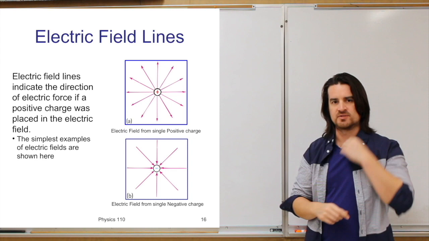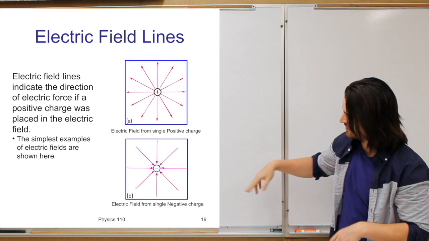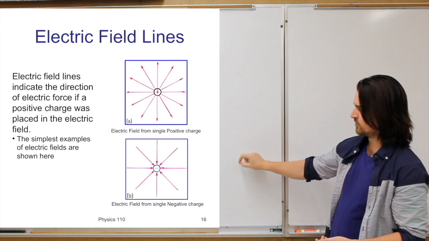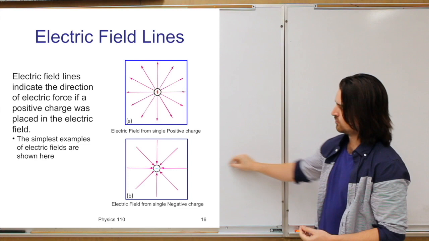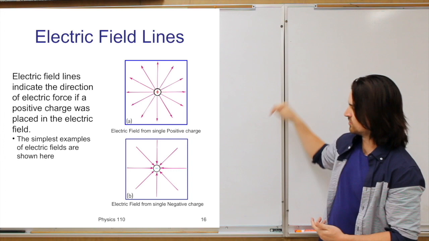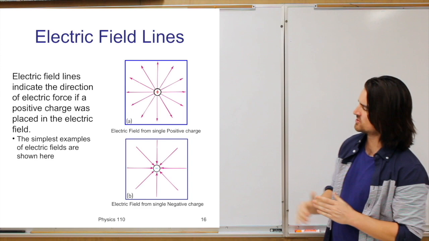So that's one case where you have a positive charge. The other case is a negative charge. It looks almost the same, except now the arrows are reversed, because if I were to take a proton and put it next to this negative charge, it would get pulled towards it. If I put it on the right, it would get pulled to the left. If I put it on the left of it, it would get pulled to the right towards it. If I put it above it, it would get pulled down. If I put it off to the upper right-hand side, it would get pulled down to the left. So they're always pointing towards that negative charge. And again, these are the simplest cases: just a single positive charge or single negative charge, nothing else around.